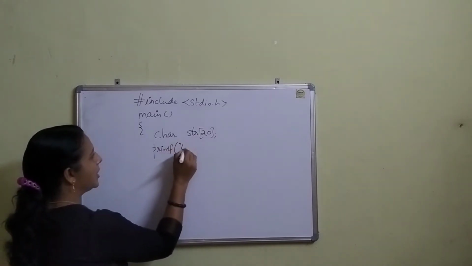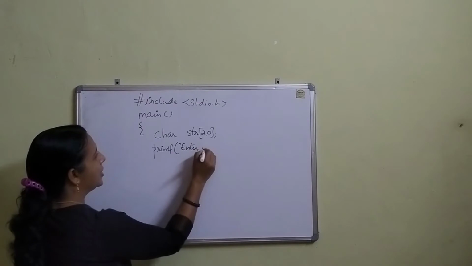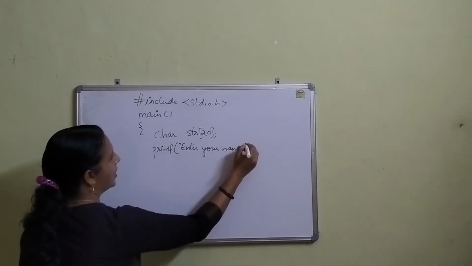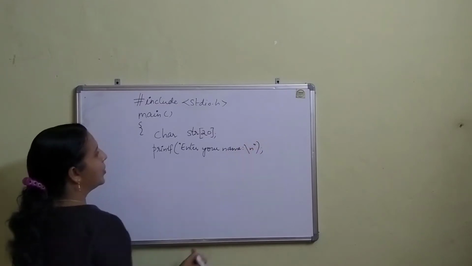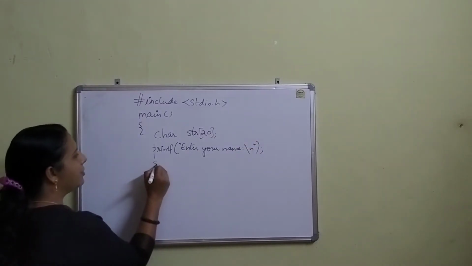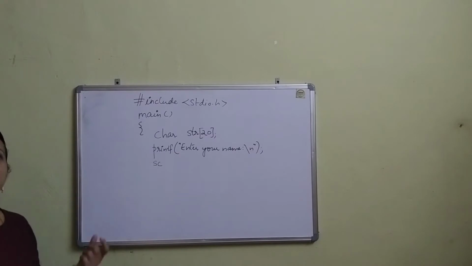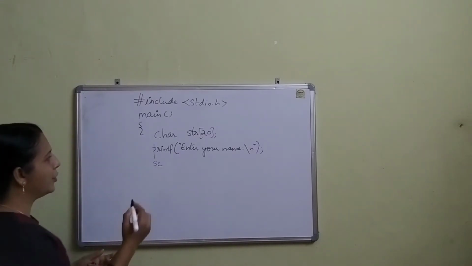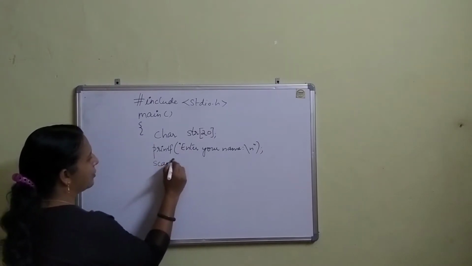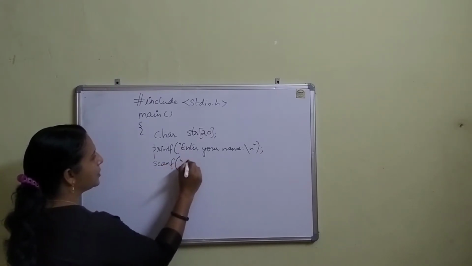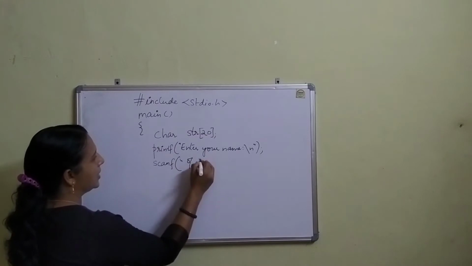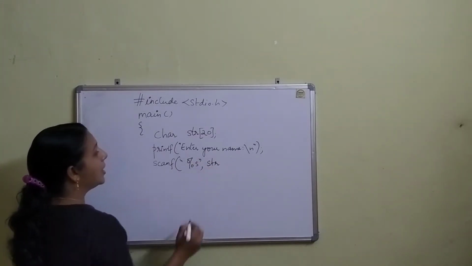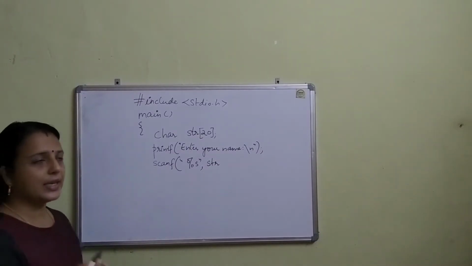The statement is "Enter your name". After that you will be writing a scanf statement to read the name which is entered by the user. For that purpose you are using scanf, the format specifier is %s, and the name is stored in the character array str.